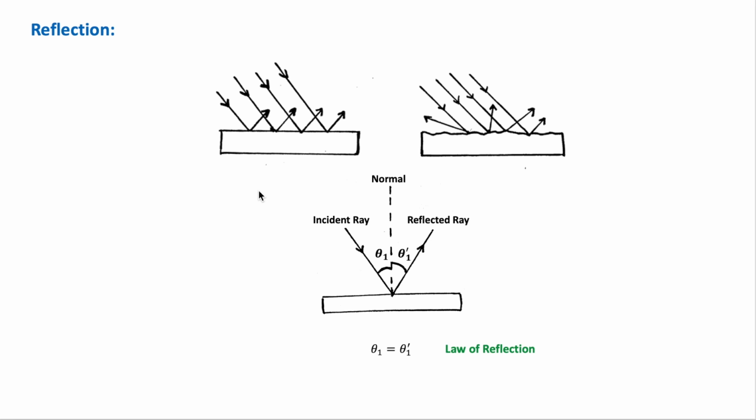Also note here that the path of a light ray is reversible, which means that if the ray originates here, it will follow the same path in reverse and reach the same point here. And this reversible property is useful when solving problems.